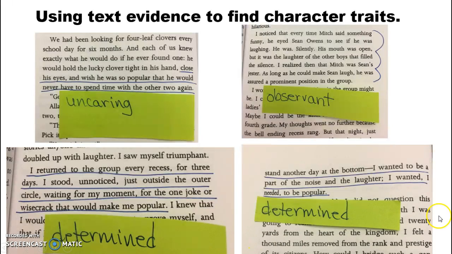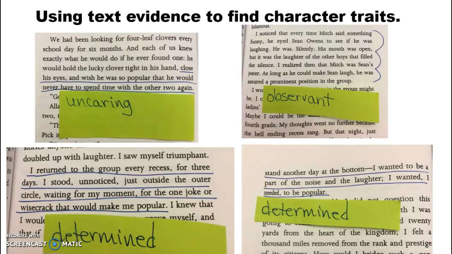And I'm going to take a look because there's another piece of evidence that I noticed where he said, "I wanted to be a part of the noise and the laughter. I needed to be popular." So to me, that's another piece of evidence from the text that shows that Will is determined. He's determined to make it into this group. He's determined to not be with the Allens anymore. So now I can see two places in the text where I can see that Will is determined.